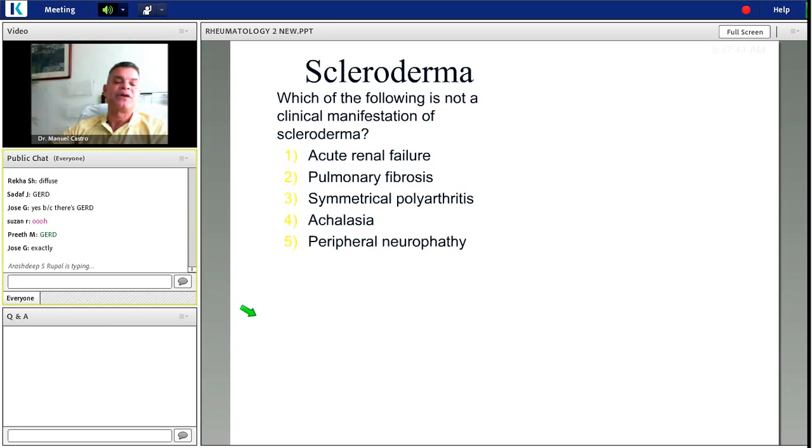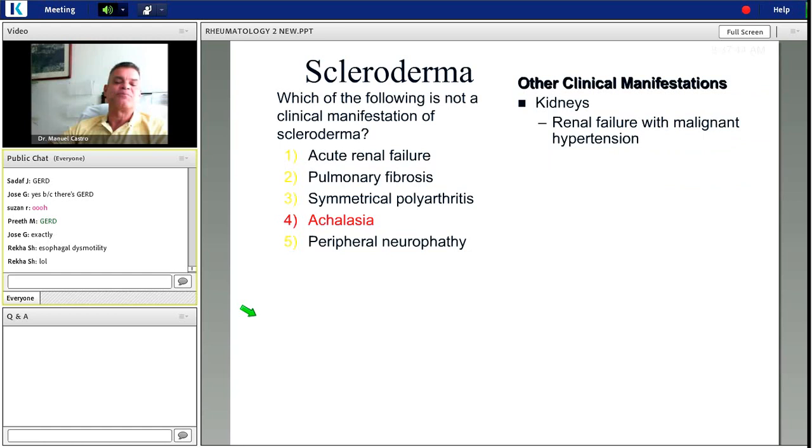Peripheral neuropathy, yes, very frequently you can actually have, because of the fibrosis and entrapment of nerves, peripheral neuropathy in these patients. But not achalasia, guys. Remember that, okay? Remember that CREST is not CREST with an A. CREST is esophageal dysmotility for the E, not A. They would have called it CREST, right? So very important to know that. Esophageal dysmotility with decrease in the lower esophageal sphincter tone, okay?